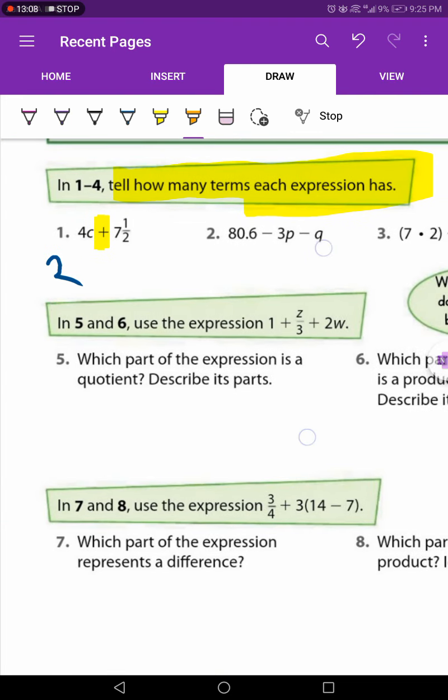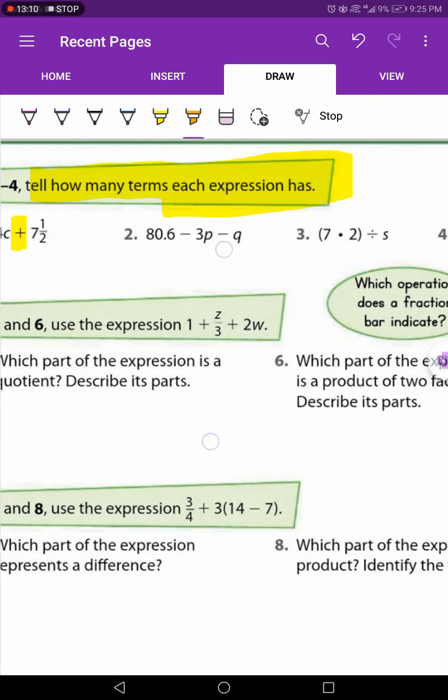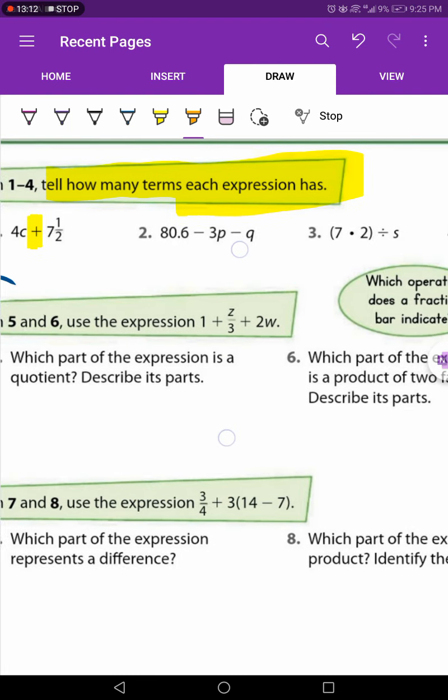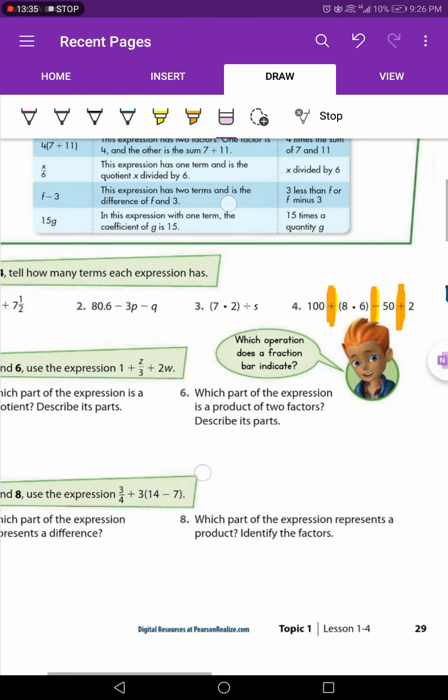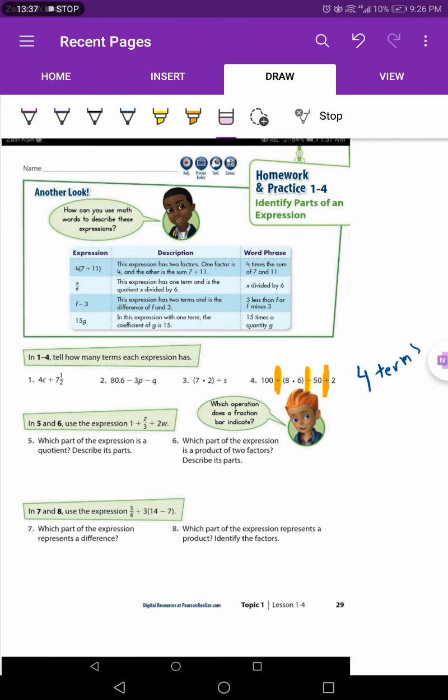Here use the expression. Which part of the expression is here? Quotient. You remember the quotient? Yes. Product is hard? No. I will leave the rest of the questions for you to practice, and I hope you get all the benefits from my side.